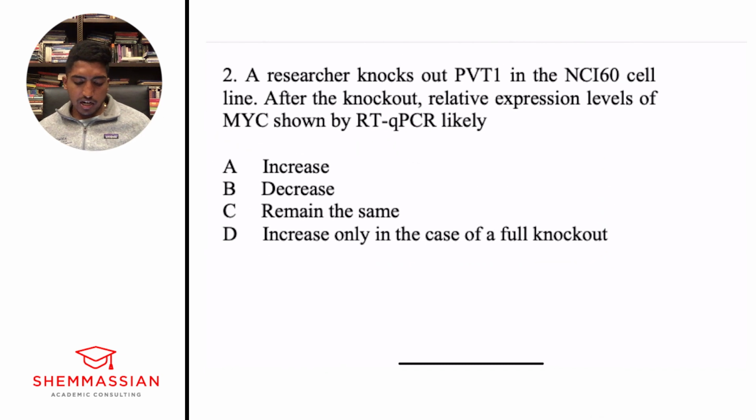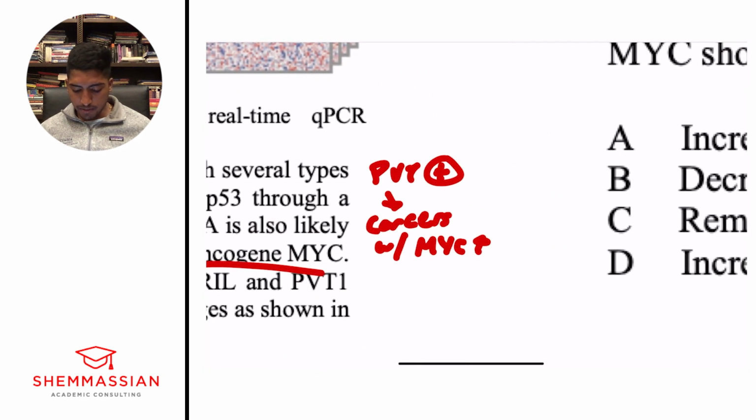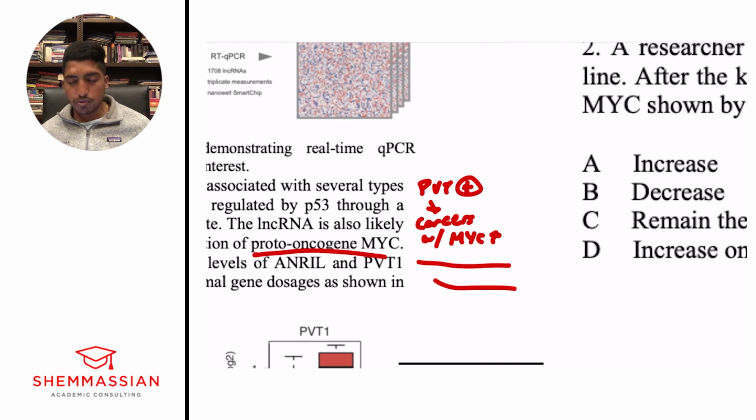Okay. A researcher knocks out PVT1 in the NCI60 cell line. After the knockout, relative expression levels of MYC shown by RT-qPCR likely A, increase, B, decrease, C, remain the same, or D, increase only in the case of a full knockout. All right, so we talked about MYC earlier, right? We actually put it in our summary. So why don't we just go back here? Here we see in our summary, we don't even have to go back to the paragraph. We see that PVT overexpression results in increase of this MYC proto-oncogene, which results in cancer.